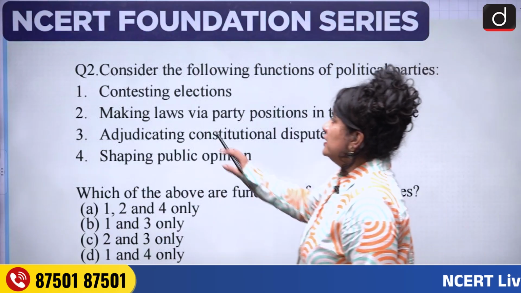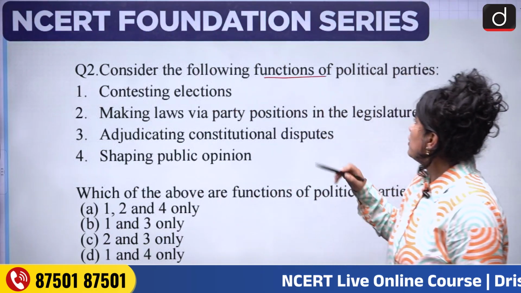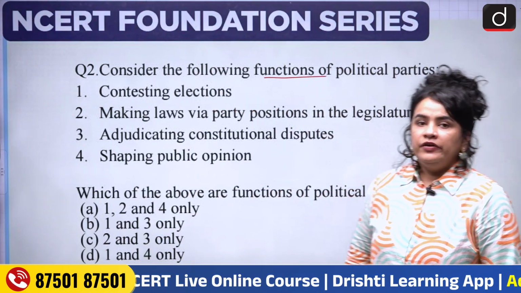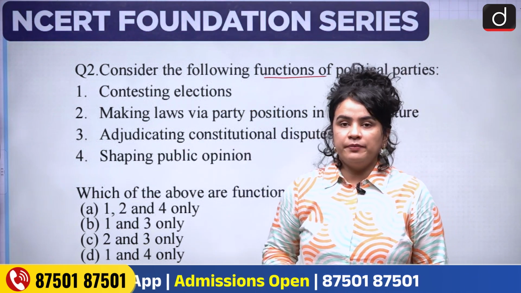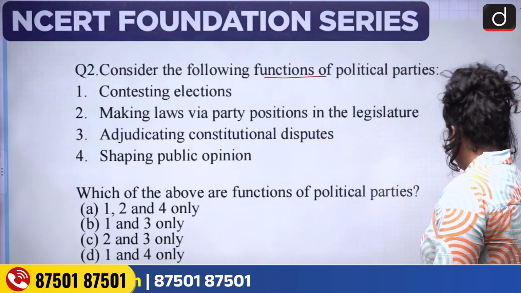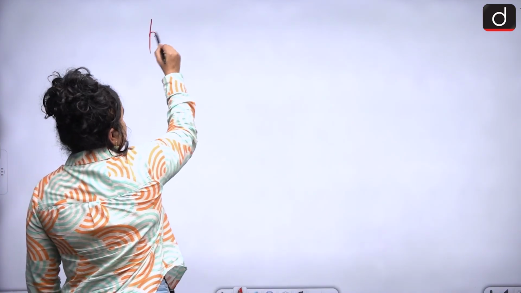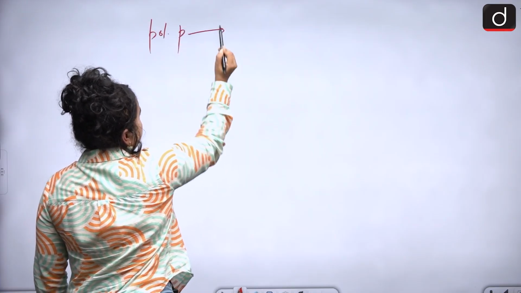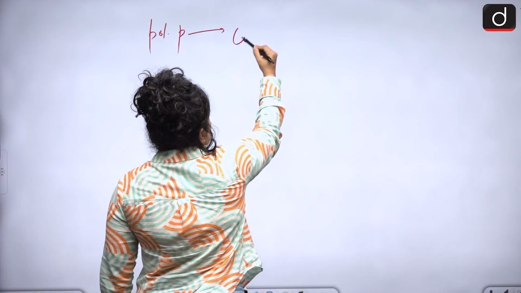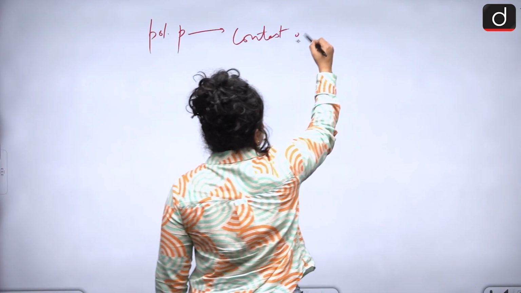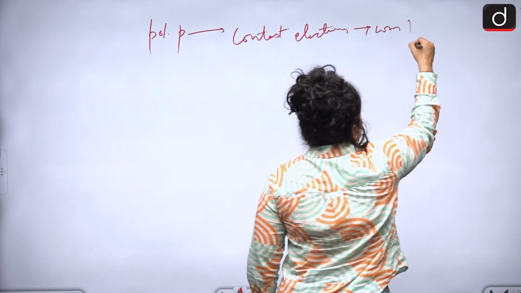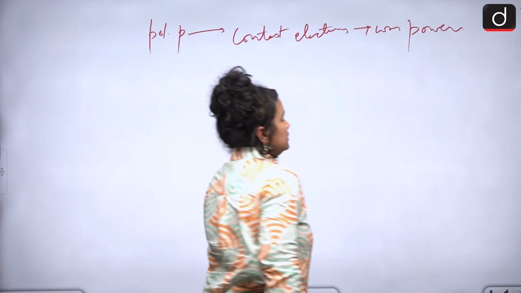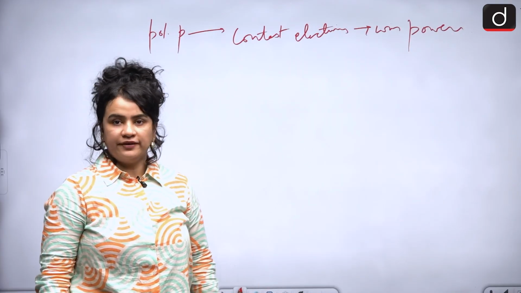Question 2 says, consider the following functions of political parties. Now here we are talking about functions of political parties. Let's consider them one by one. So earlier we discussed what political parties are, and we said that they try to win power by contesting elections. So they contest elections and win power. Now let's try to derive its functions from this very definition that we have.